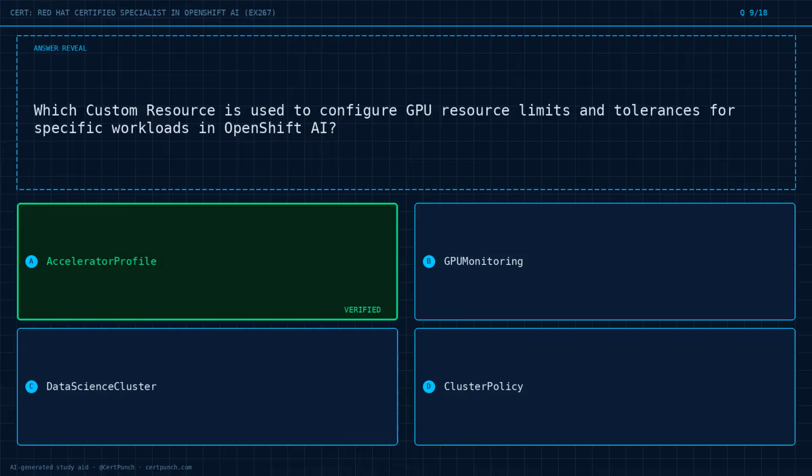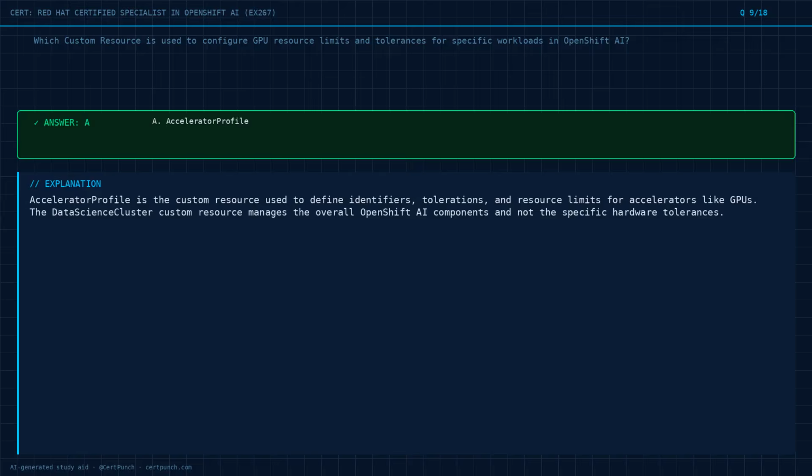The correct answer is option A. Accelerator Profile. Key Q. Accelerator Profile is the custom resource used to define identifiers, tolerations, and resource limits for accelerators like GPUs. The Data Science Cluster custom resource manages the overall OpenShift AI components and not the specific hardware tolerances.